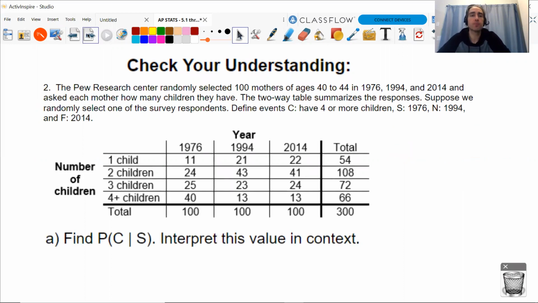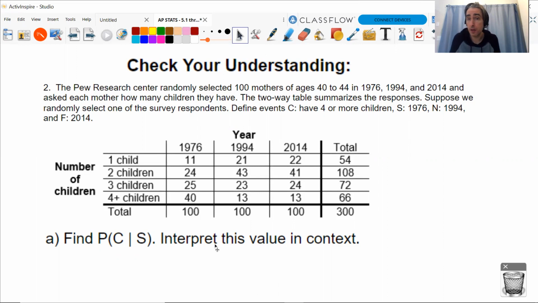All right, question number 2. The Pew Research Center randomly selected 100 mothers of age 40 to 44 in 1976, 1994, and 2014, and asked each mother how many children they have. The two-way table summarizes their responses. Suppose we randomly select one of the survey respondents. Define events C, have 4 or more children, S, 1976, N, 1994, and F, 2014. First question, find P(C given S) and interpret this value in context.